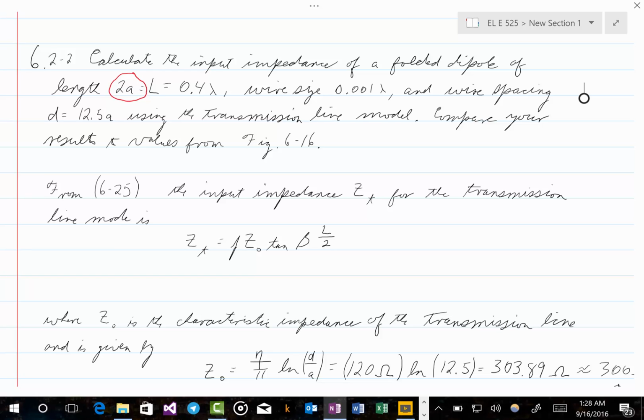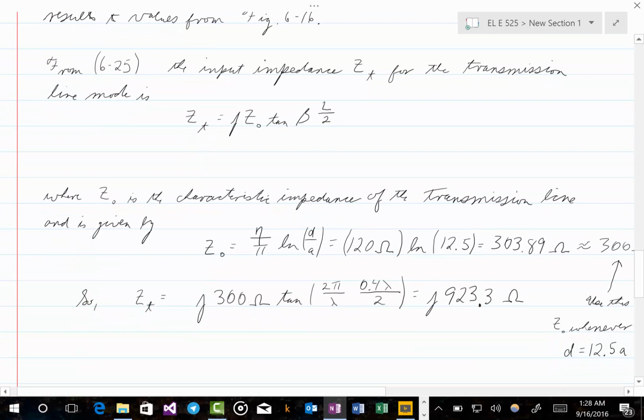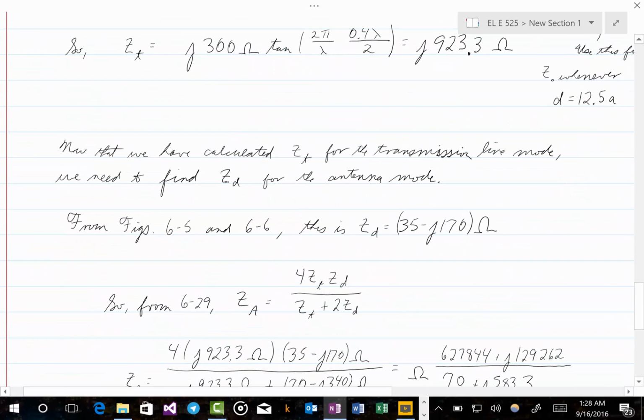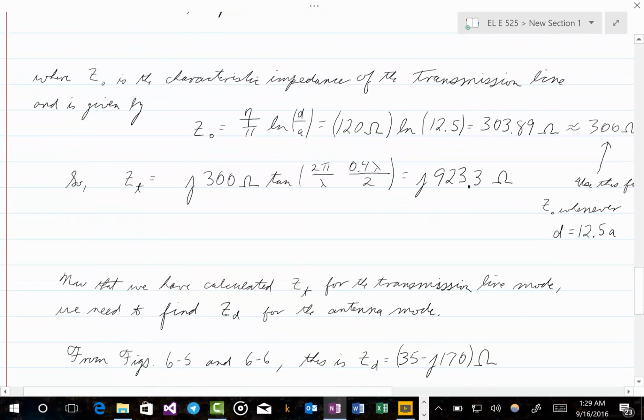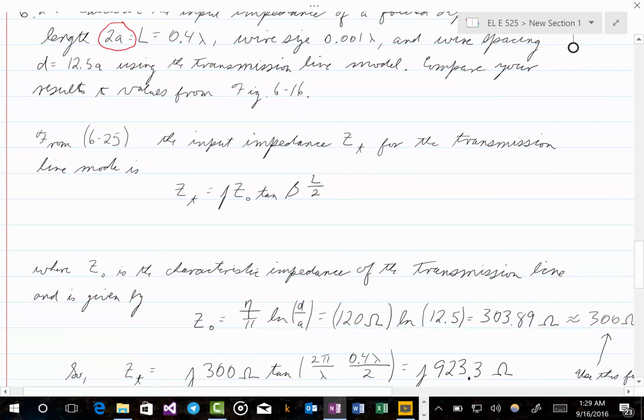So when they tell us to use the transmission line model for the folded dipole, what they mean for us to do is to calculate the two separate impedances, Z sub t for the transmission line mode and Z sub d for the dipole mode or antenna mode, and then use this equation 6-29, which we'll get to in a moment, to calculate the overall input impedance of the folded dipole from Z sub t and Z sub d in this way. But before we do that, let's go ahead and look at Z sub t and Z sub d.